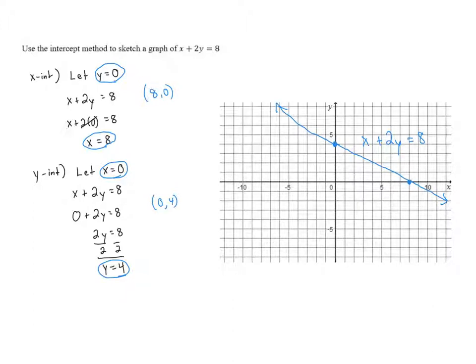One of the advantages of this method over a table of values is that it's a lot less work. We only have to find 2 points instead of 5, and we're plugging in 0, so the calculations are easier. But a disadvantage is that with only 2 points, if we make a mistake, it's very hard to figure out that we made the mistake.